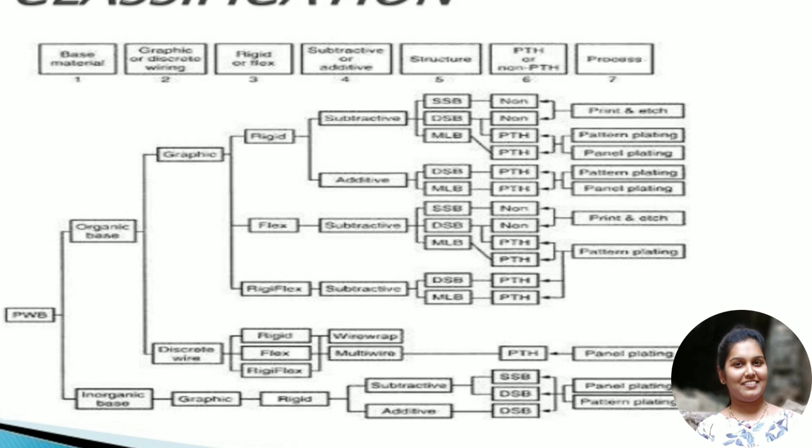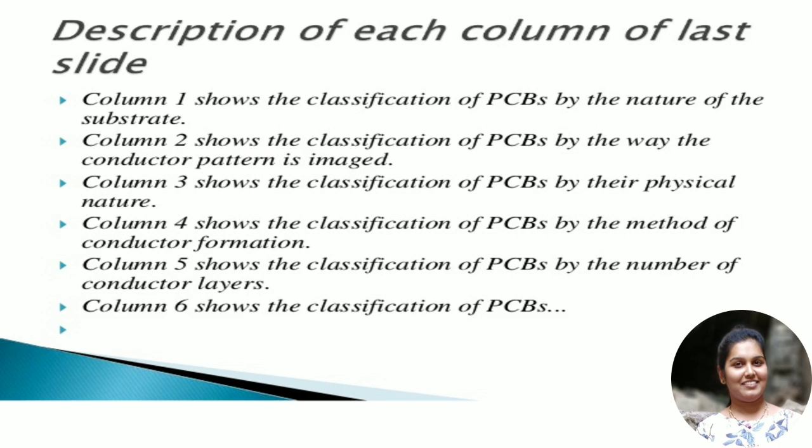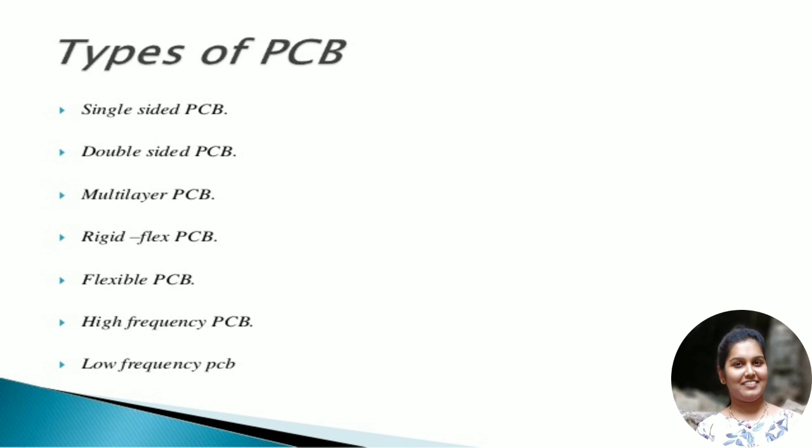So altogether we can simply classify PCBs into these many types, that is either single sided PCB, double sided PCB, multi-layer PCB, rigid flex PCB, flexi PCB, high frequency and low frequency PCB. In this video I'll try to show the different types of PCBs, as well as explain some basic points regarding each kind of PCB.